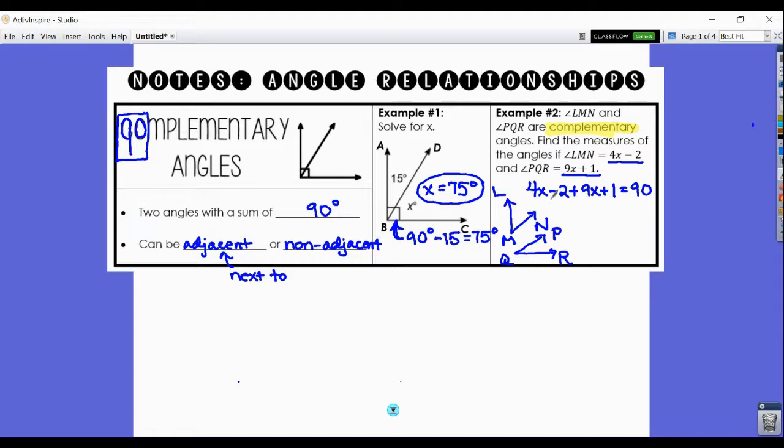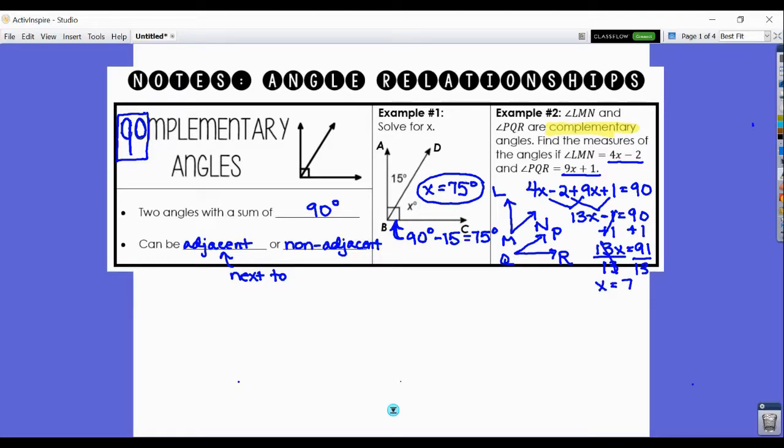We always want to combine the terms on each side. So we have 13x. Negative 2 plus 1 is going to give me negative 1, and I still have it equal to 90. Now that all my variables are combined and all my numbers are combined on one side, I got to move it over to the other side. Combine those plus 1 with the 90. That's going to give me 13x equals 91. Divide by 13. X is going to come out to be 7.